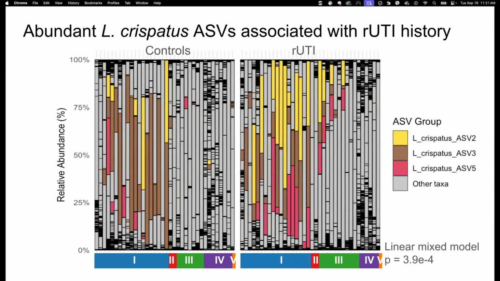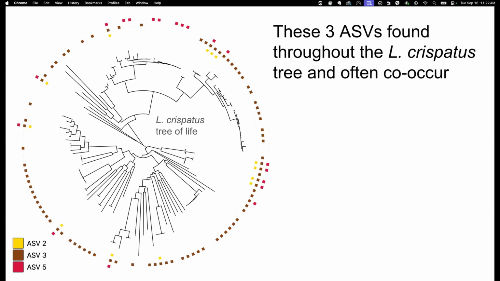You have to start to dig in a little deeper. And so what Joseph did was he went to public repositories. He grabbed all of the high quality Lactobacillus crispatus genomes that he could get his hands on. And then he assessed whether these different references, so each tip along this tree represents a different reference genome that he pulled from public repositories, have any of these particular ASVs, which he's annotating on this outside ring.